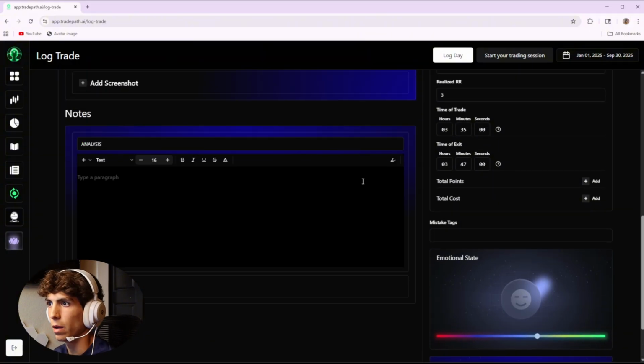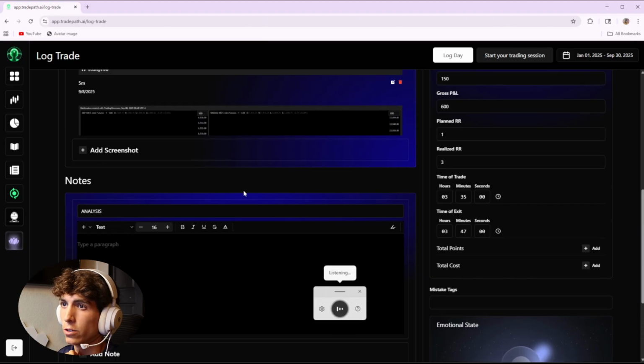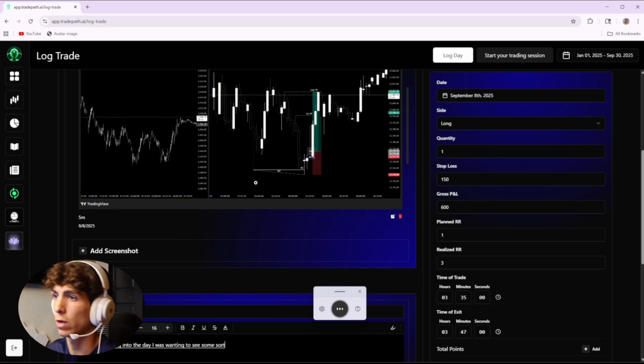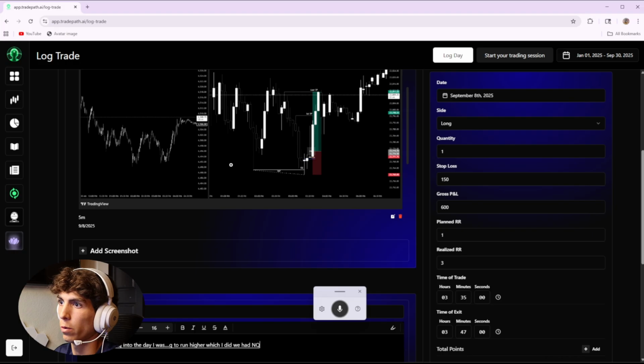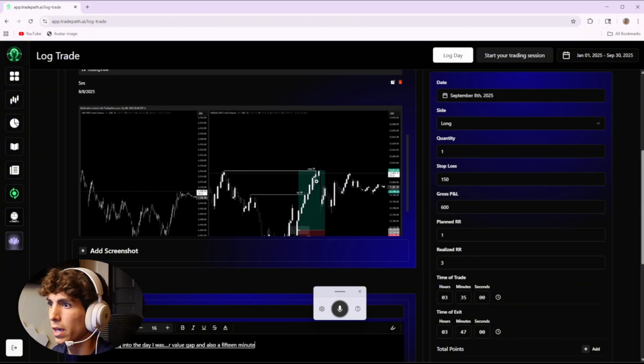And then I would type down the trade. So what was it? The trade going into the day, I was wanting to see some sort of liquidity being swept, maybe NQ taking out a low and SMT trying to run higher, which I did. We had NQ sweep a low, ES trying to run higher, created an SMT, inversed a 1 minute for value gap and also a 15-minute for value gap.